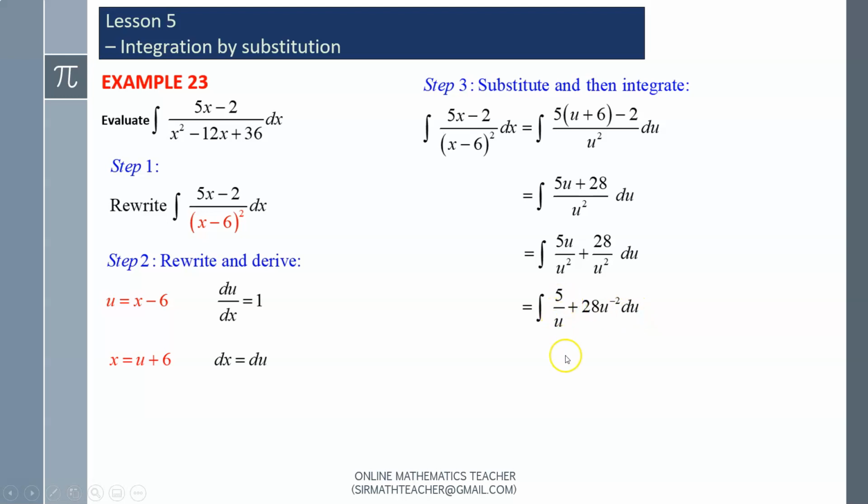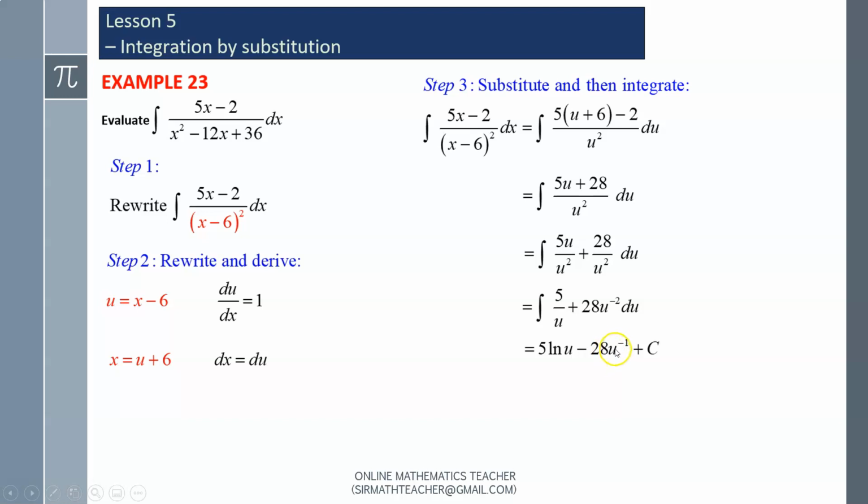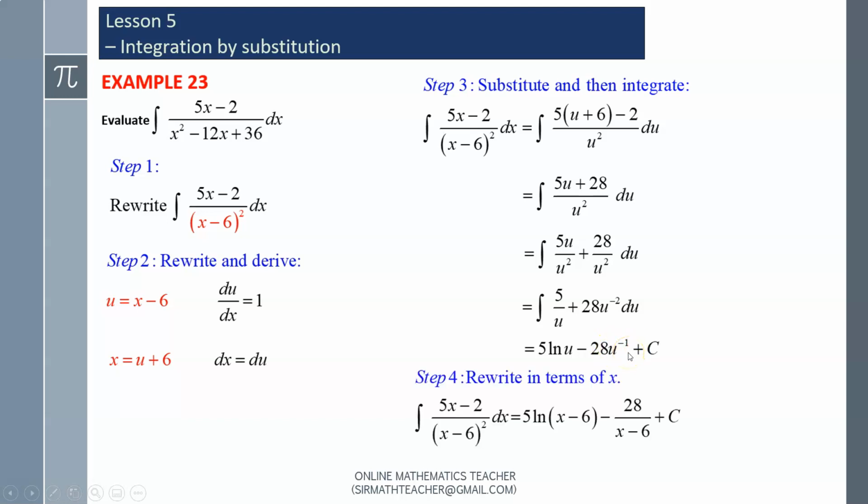5 over u is going to be 5 ln u. Add 1 to negative 2 will give you negative 1. Divide by negative 1 makes that 28 into negative 28. Rewrite this in terms of x. Now here, the next line, I'm going to write u to the negative 1 with a positive index. So 5 ln x take 6, take 28 over x take 6 plus c. So that one required a little bit more intuition, but still applied the same principles as the last couple of examples.